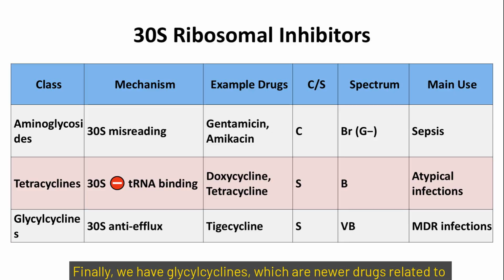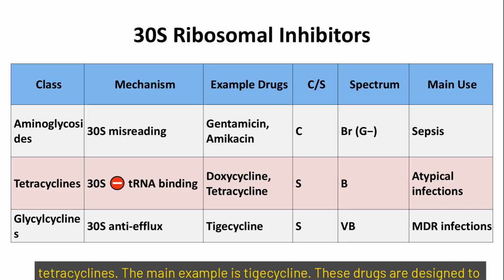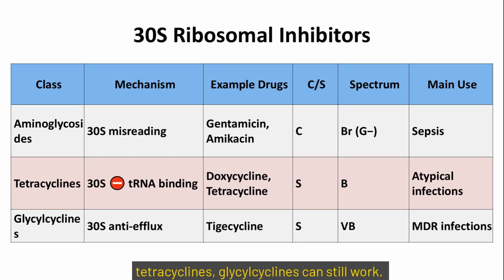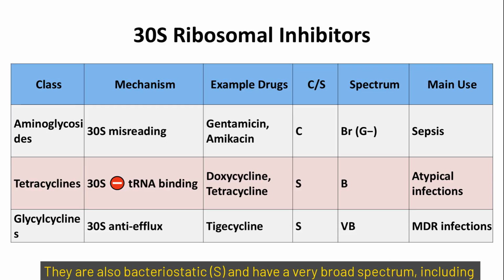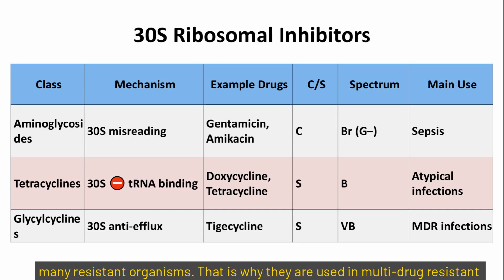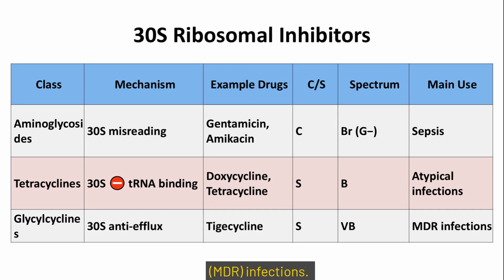Finally, we have glycylcyclines, which are newer drugs related to tetracyclines. The main example is tigecycline. These drugs are designed to overcome resistance, especially efflux pumps. So even when bacteria resist tetracyclines, glycylcyclines can still work. They are also bacteriostatic, and have a very broad spectrum, including many resistant organisms. That is why they are used in multi-drug-resistant, MDR, infections. So the key idea is, aminoglycosides kill bacteria by misreading mRNA, while tetracyclines and glycylcyclines stop protein synthesis by blocking tRNA, with glycylcyclines designed to overcome resistance.